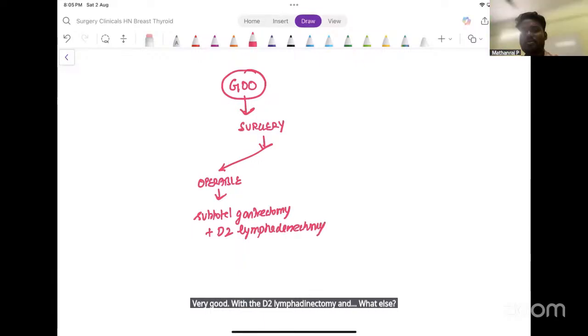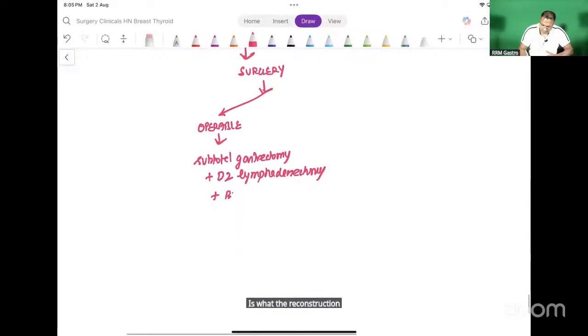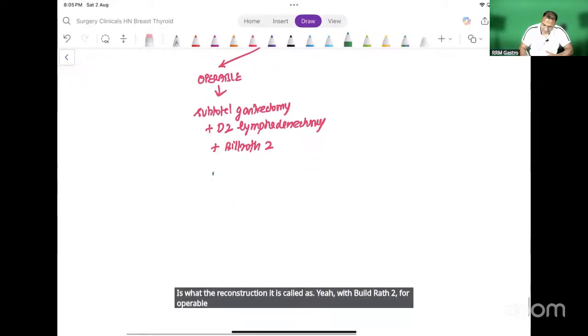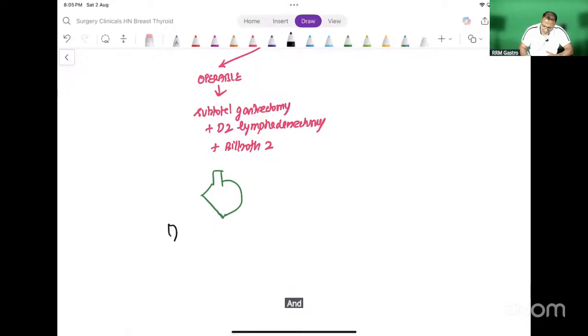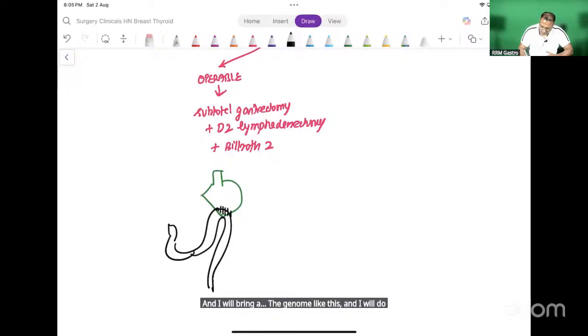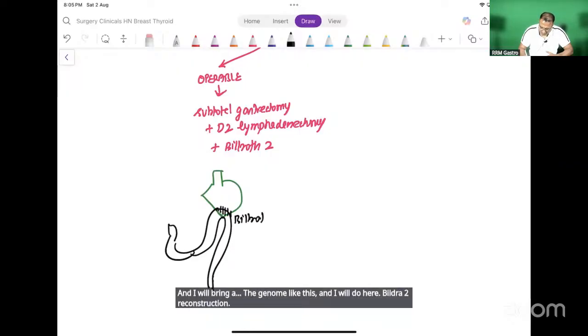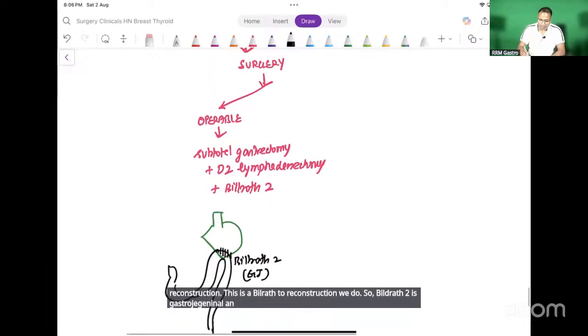With the D2 lymphadenectomy, what else? A gastrojejunal anastomosis. What reconstruction is it called? Billroth 2 reconstruction. For operable cancers, I will remove the distal stomach like this, bring a jejunum like this, and do a Billroth 2 reconstruction. So Billroth 2 is gastrojejunal anastomosis. This is for an operable cancer.